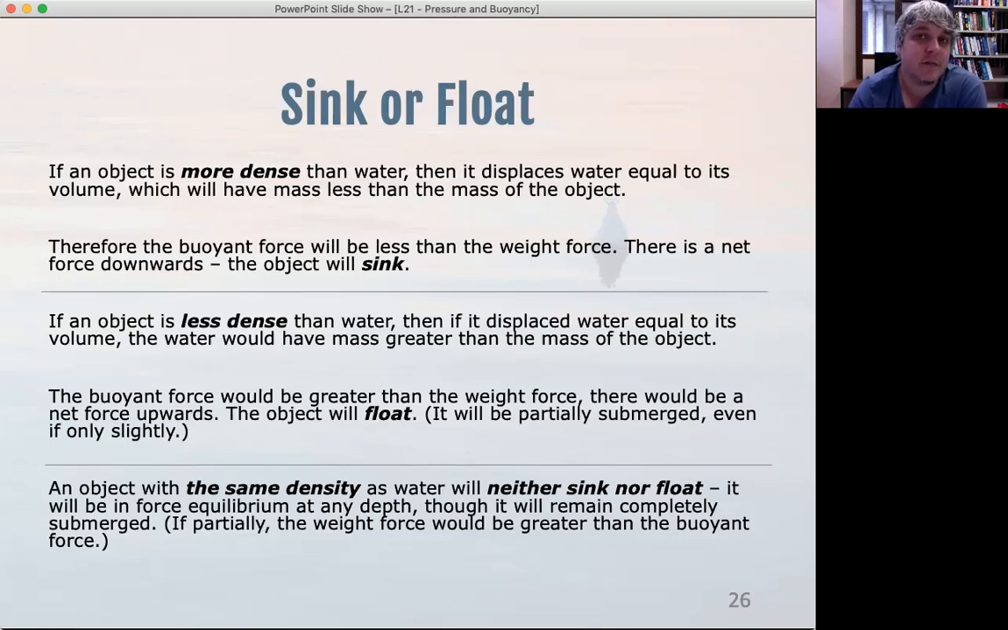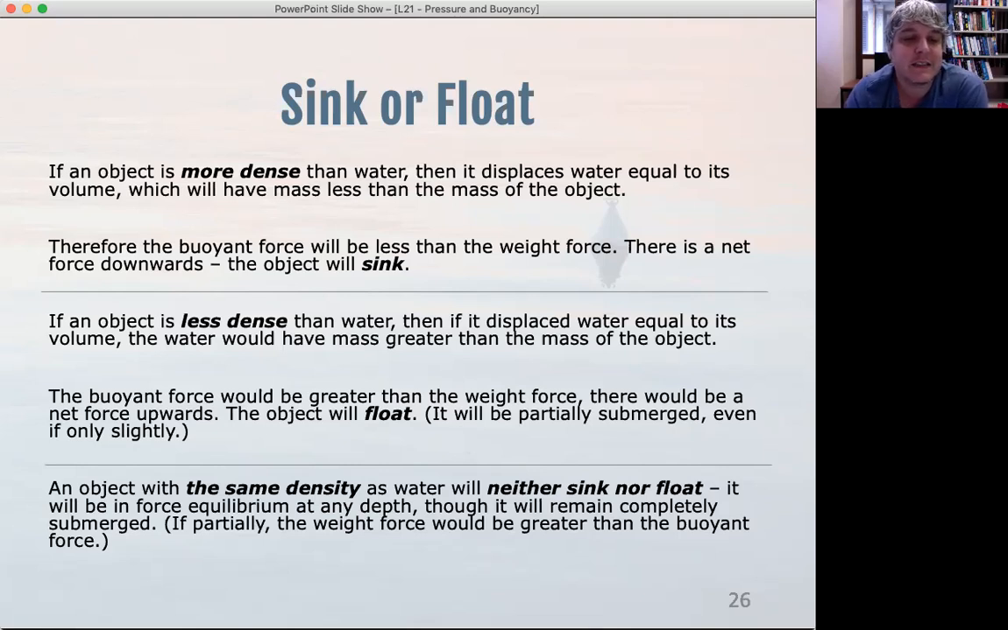Obviously, once it reaches the seabed or the bottom of the pool or whatever it's in, then it will stop going downwards because it's now going to experience a normal force from the surface as well. That normal force, of course, will be less than the normal force it would experience on dry land, because it still experiences the buoyant force. The buoyant force is just not enough to make it float.